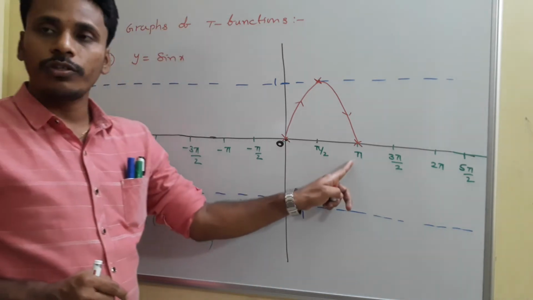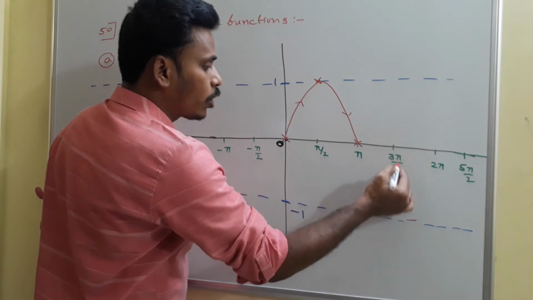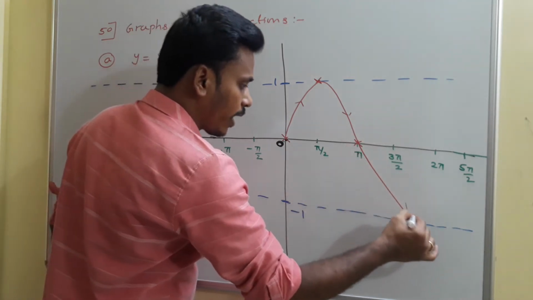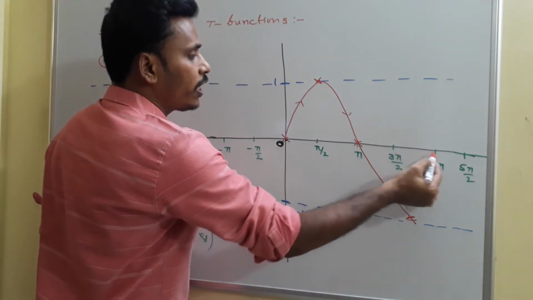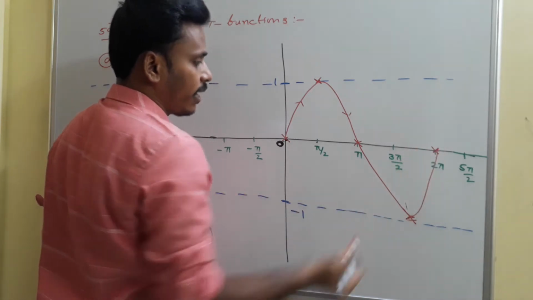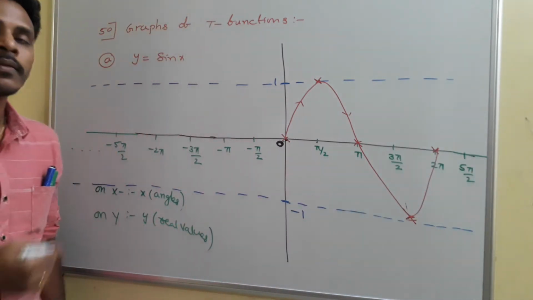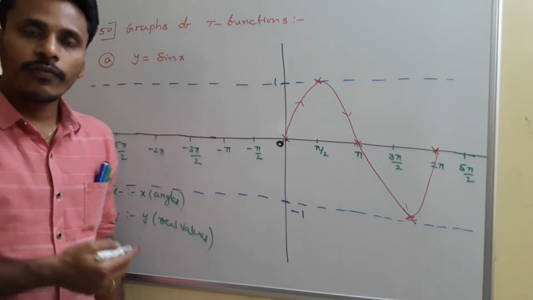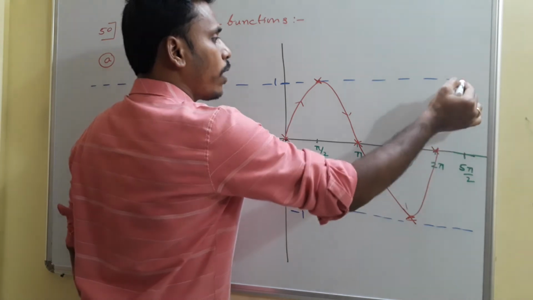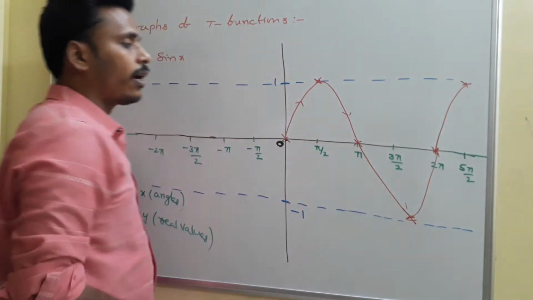Again from pi to 3 pi by 2, sine pi the value is 0, sine 3 pi by 2 the value is minus 1. So at 270 degrees the graph is at minus 1, and it continues like that. From 270 to 360, sine 360 degrees is again 0, and it increases like this. And again 2 pi to 5 pi by 2, 360 degrees to 450 degrees, which lies again in the first quadrant, from 0 to 1 it rises, so again the graph will be like this, and it continues like a curve.